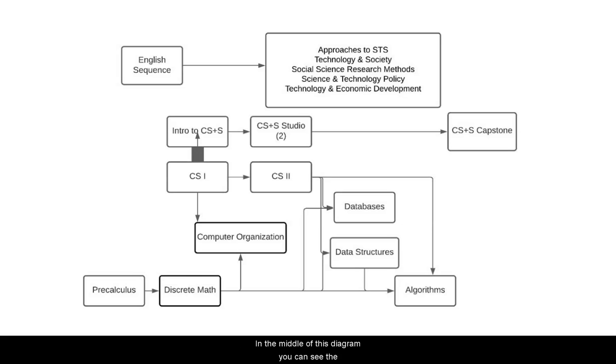In the middle of this diagram, you can see the computer science courses that are central to the degree, and then at the top you can see our humanities and social science classes, beginning with the English sequence, and then including an array of courses focusing on science, technology, and society. Through the middle path, you can see Introduction to Computer Science and Society, 2 studio courses, and then the capstone class. These 4 courses are really the heart of the major.